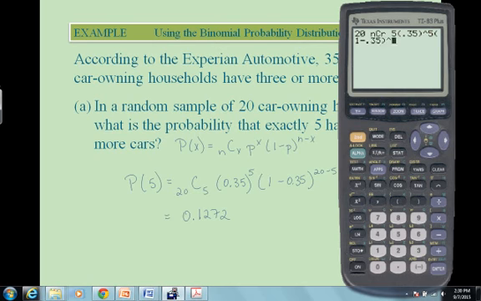Raised, and we'll do parentheses here for 20 minus 5, which you could also have gone ahead and calculated as 15. So we see our value of 0.1272 here.